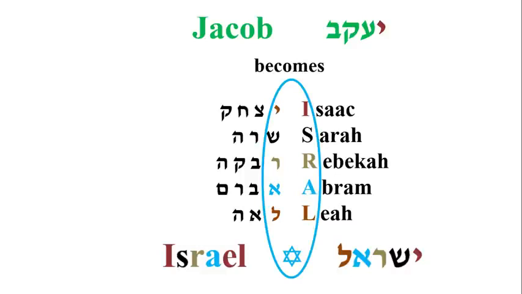Israel also means he is a prince of El. E is, Yud is he, Sar is prince, and El is Elohim, God. Nice. Very nice. Okay, here's another one.